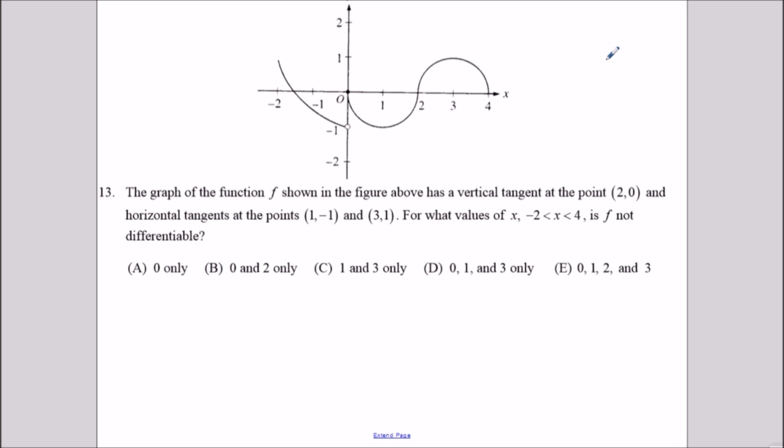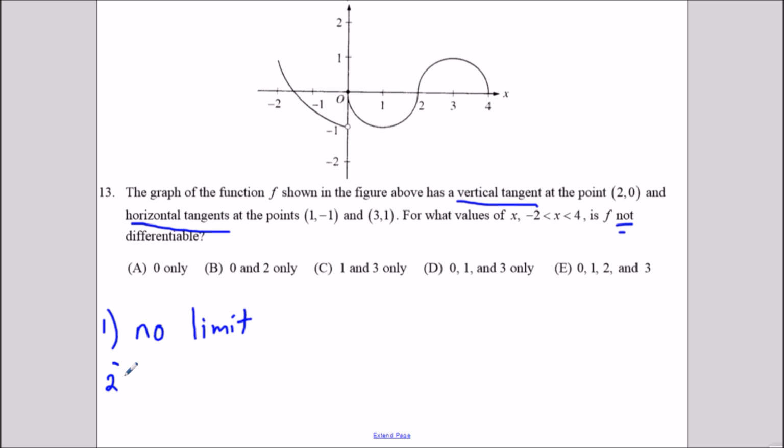For this question here, we have a graph of a function, and they're telling us there's a vertical tangent at the point (2, 0), and horizontal tangents at the points (1, -1) and (3, 1). And we want to know between -2 and 4, for which values of x is f not differentiable. So the key is to find out where a function is not differentiable. You could show that it has no limit. So this is one way.